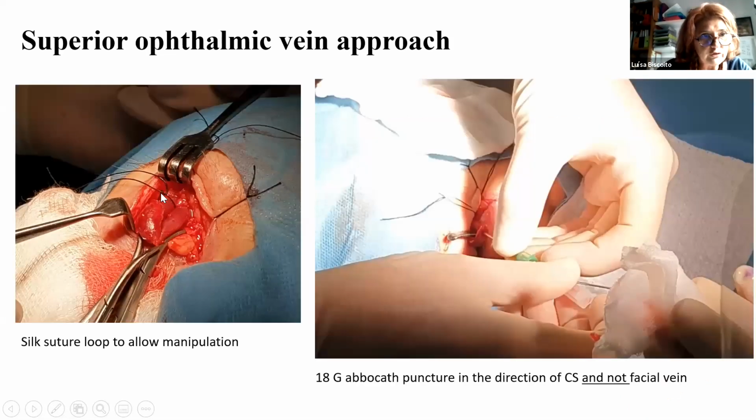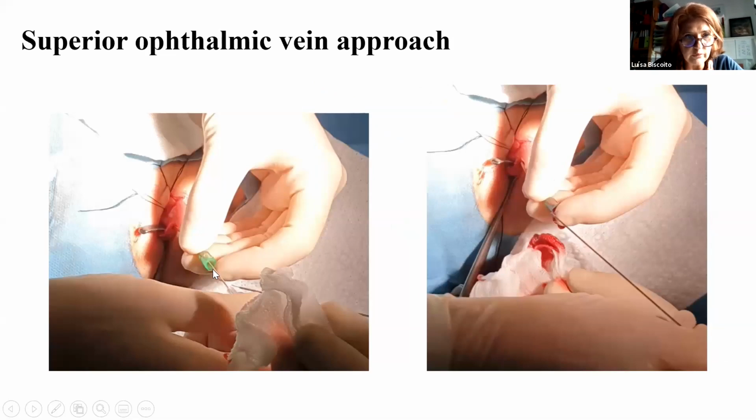And we passed the silk suture loop in the vein. We did this to allow manipulation and to make sure that if something happened, the rupture of the vein, we could close the vein and control the hemorrhage. And then I punctured, this is my left hand, I punctured the vein with an Abocat 18. You see here the puncture. Of course, with an Abocat, we took out the mandrel. Here is the site of the puncture.